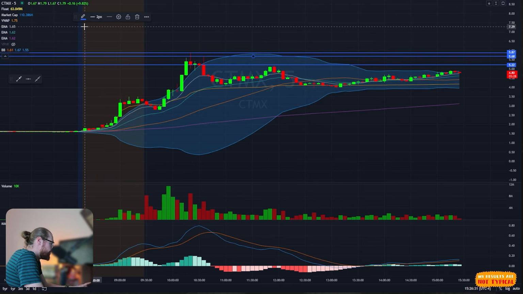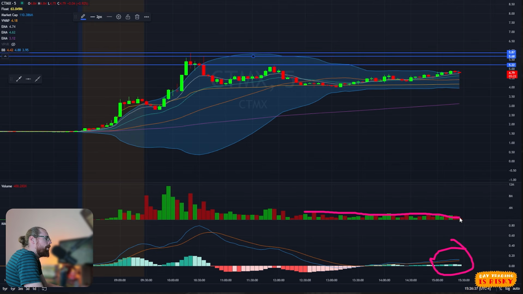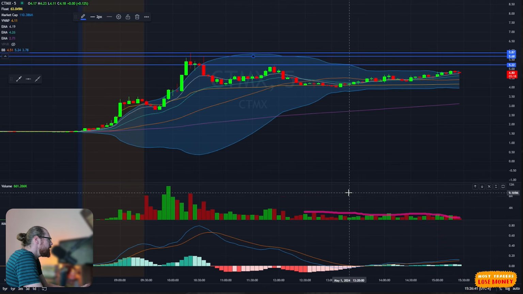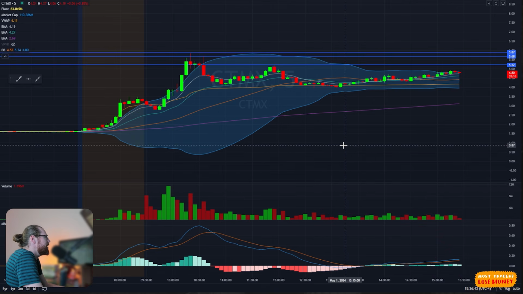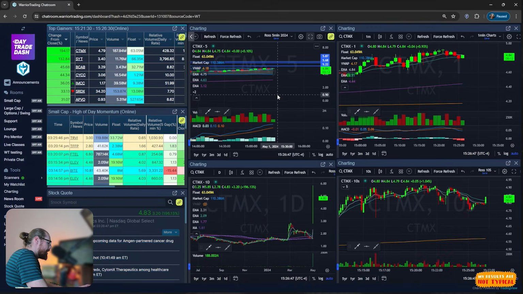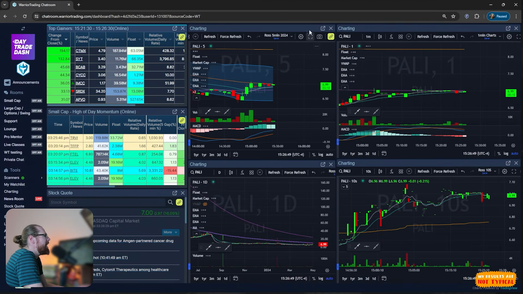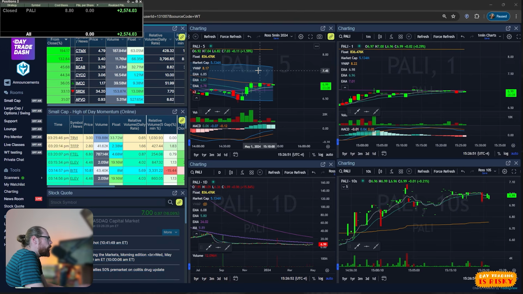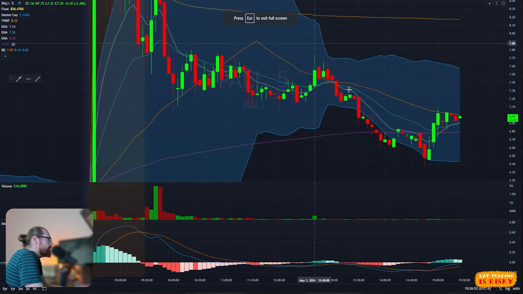What you have going for you on this one right now is that the MACD is now crossed into the positive, but you also have the problem of declining volume as we have come later into the trading session. So this is an analysis of CTMX using Bollinger Bands. Now we're going to switch and look at PALI. PALI is actually the stock that I traded this morning, which also had breaking news.